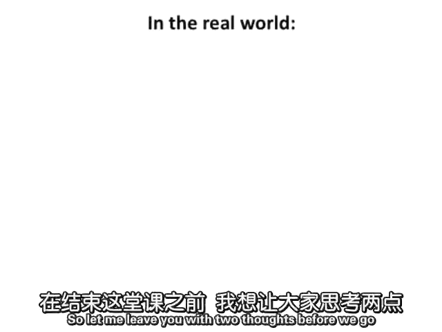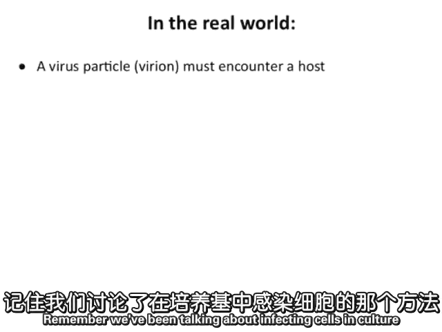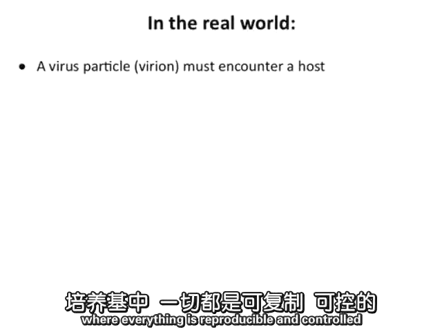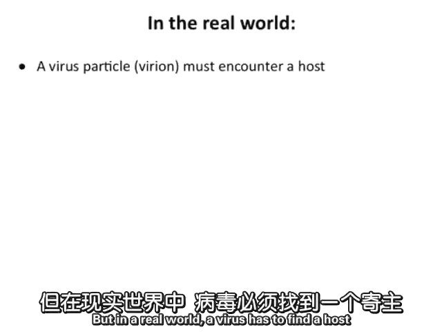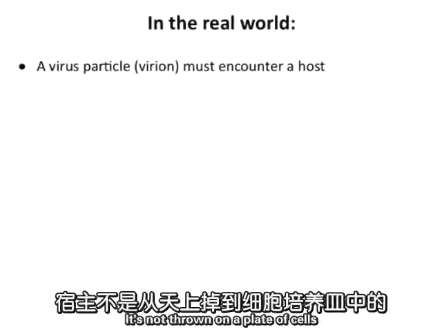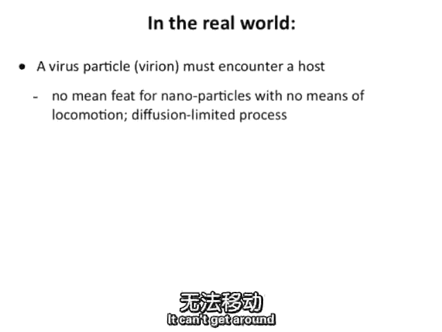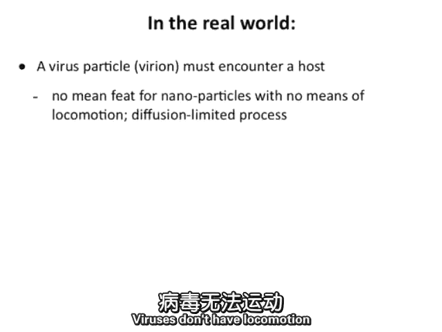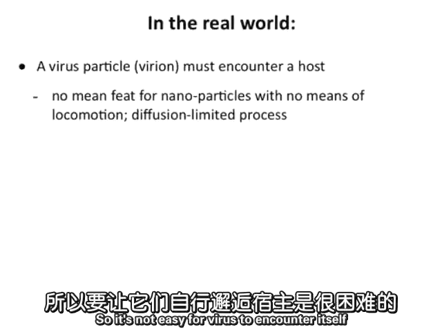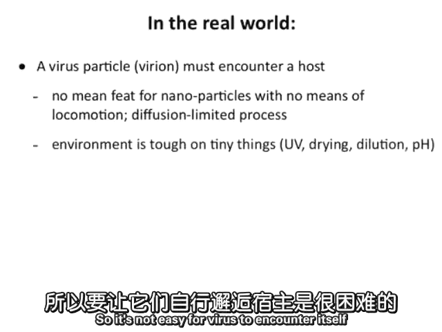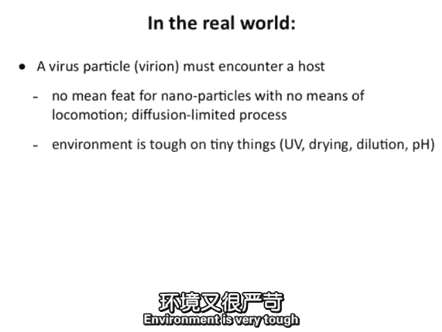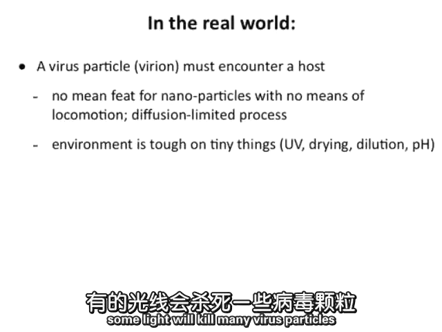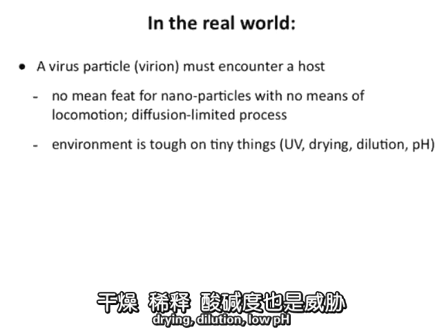Now let me leave you with 2 thoughts before we go. Remember, we've been talking about infecting cells in culture, where everything is reproducible and controlled. But in the real world, a virus has to find a host. It's not thrown onto a plate of cells. Viruses don't have locomotion, so it's not easy for viruses to encounter cells. The environment is very tough. Sunlight will kill many virus particles, drying, dilution, low pH.